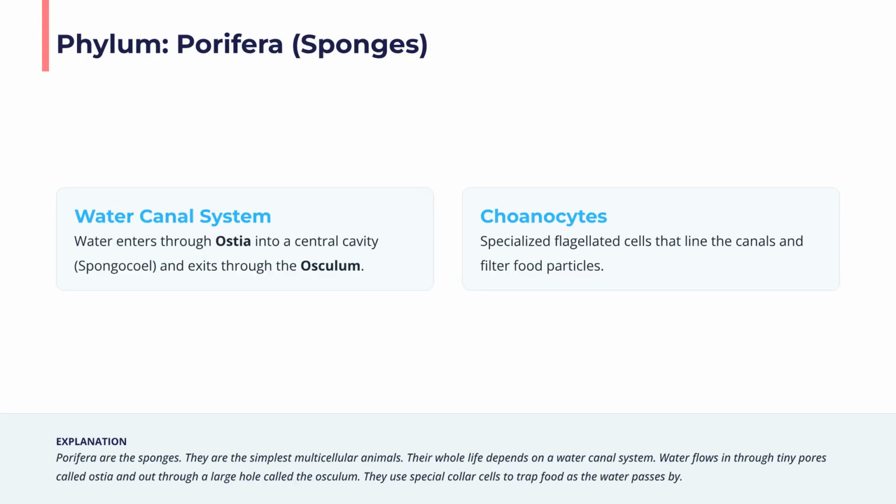Porifera, the sponges, are the simplest multicellular animals. Their entire life depends on a water canal system. Water flows in through tiny pores and out through the osculum, with specialized choanocytes trapping food.